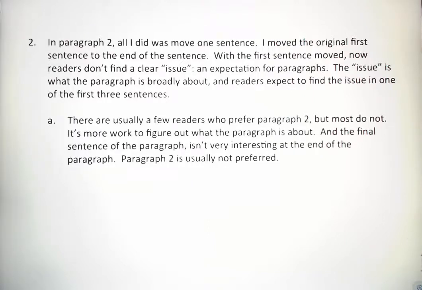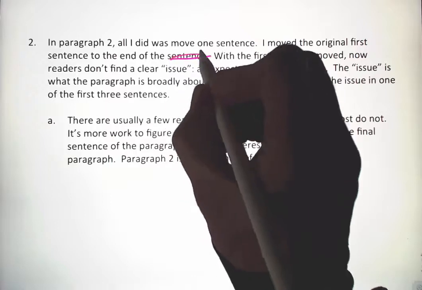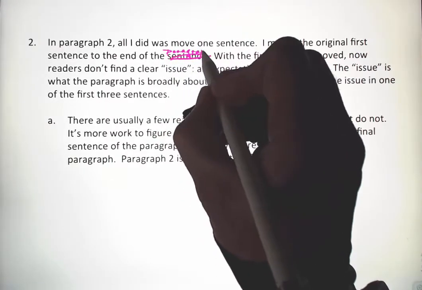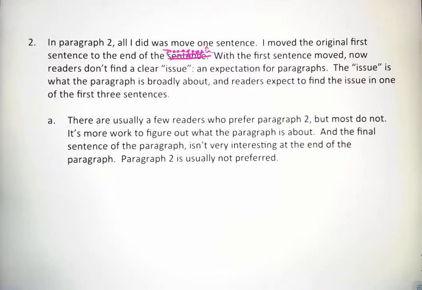In paragraph 2, all I did was move 1 sentence. I moved the original first sentence to the end of the paragraph. With the sentence moved, now readers don't find a clear issue, an expectation they have for paragraphs. The issue is what the paragraph is broadly about. Readers expect to find the issue in one of the first 3 sentences.